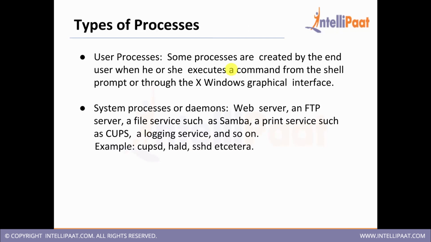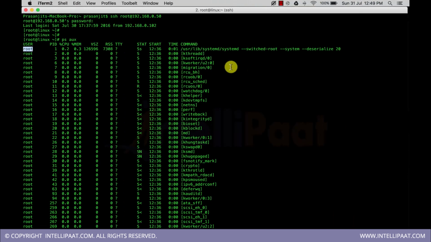So now let's get back to types of processes. Now it would make more sense to you. User processes: some processes are created by the end user when he or she executes a command from the shell prompt or through the X Windows graphical interface. So this is quite interesting. When a user executes a certain command, he or she makes a process in the background.